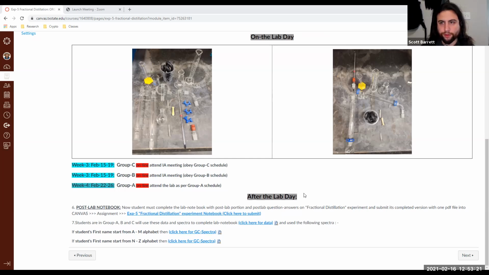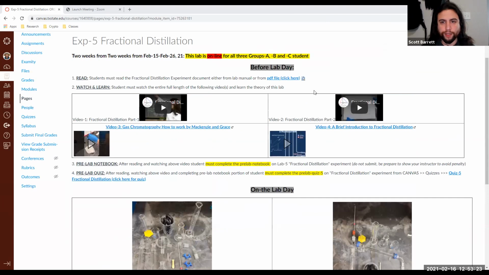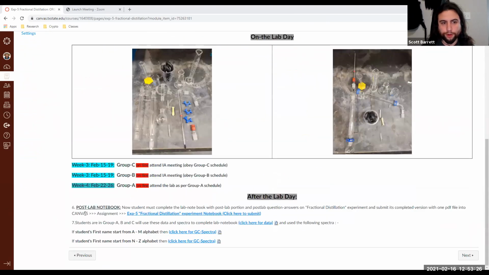Finally, after you watch the video and you have watched the other videos linked above, you'll go ahead and complete your post-lab notebook and submit it here. In order to acquire your data, please make sure to click here. And then if your first name starts with A through M, click here for your gas chromatography spectra. If it starts with N through Z, go ahead and click here. And we will review this data after I go through the lab manual with everyone. So let me switch my screen over to the lab manual so we can go ahead and get started.